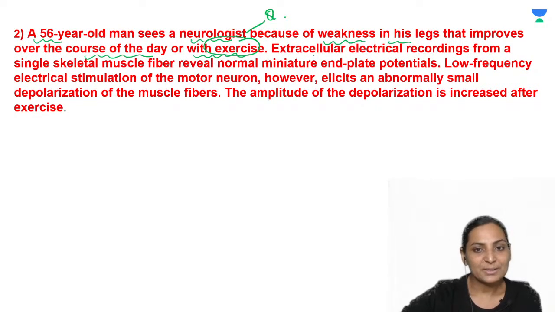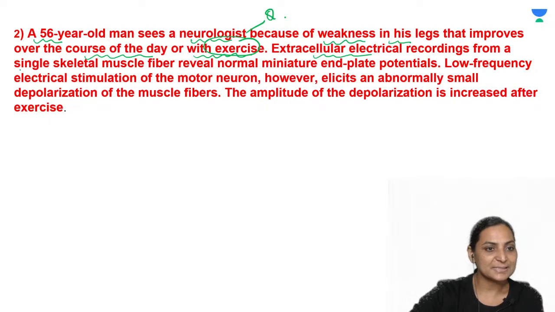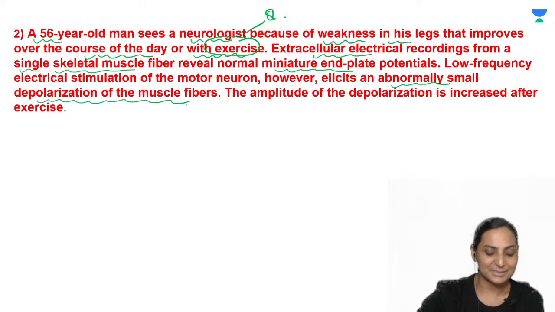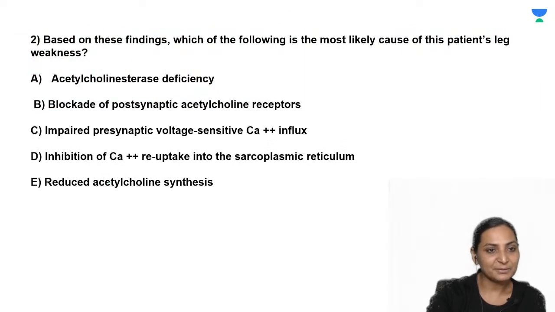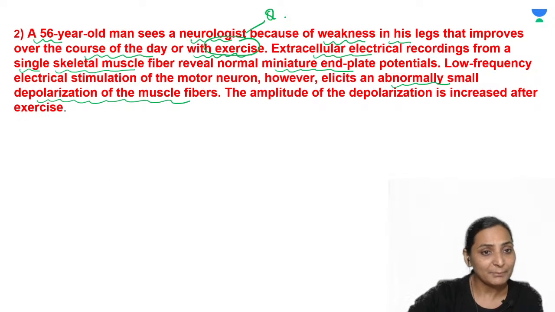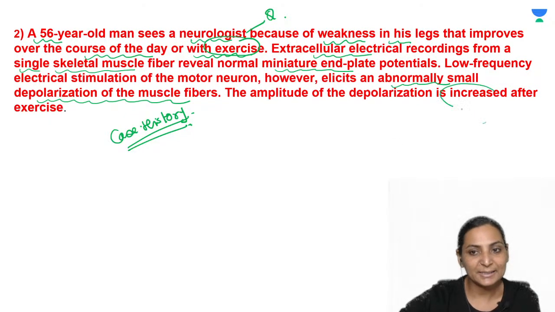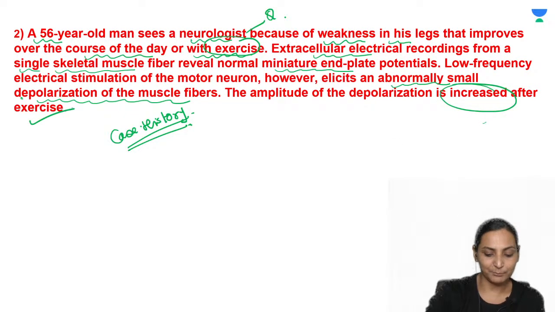When you take extracellular electrical recordings from a single skeletal muscle fiber, it shows us a miniature end plate potential. Low frequency stimulation of the motor neurons, however, elicits an abnormally small depolarization of the muscle fibers. The amplitude of the depolarization increases after exercise, right? So remember that this is a case history being given to us, and now we're going to look into the question behind it. The amplitude of depolarization is increased with exercise. This is a very, very important clue.